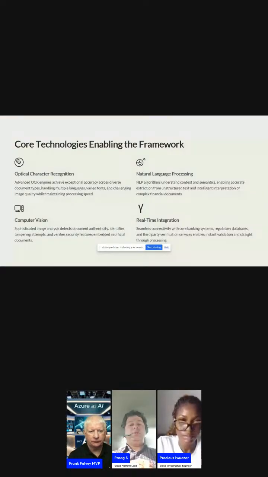NLP, which is natural language processing. These algorithms understand the context and semantics, enabling accurate extraction from unstructured text and intelligent interpretation of financial documents. Computer vision: sophisticated image analysis detects document authenticity, identifies tampering attempts, and checks various security features embedded in official documents. And real-time integration, which is seamless connectivity with core banking systems, regulatory databases, third parties, etc., to validate and make processing as automated as possible.